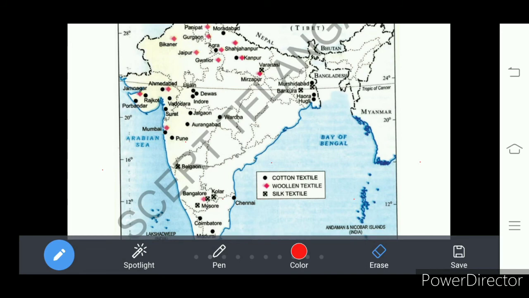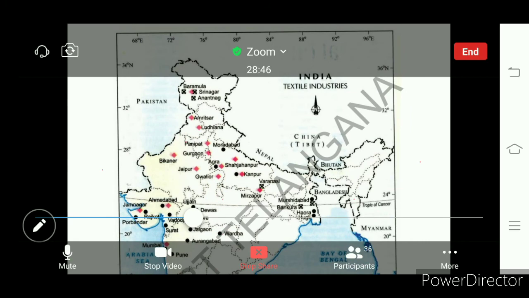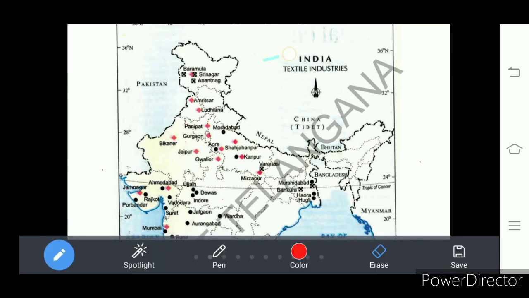Sometimes there won't be any question, just a map is given, and you are asked to observe the map and write your points. So we should observe the map and write points by observing it. How do you observe that? You have to go through the index given here. What is in the index here? Cotton textiles, woolen textiles, silk textiles. Then what is the map showing here? Indian textile industries. So in this way we have to observe very closely and then answer the question. This is map reading under mapping skills.